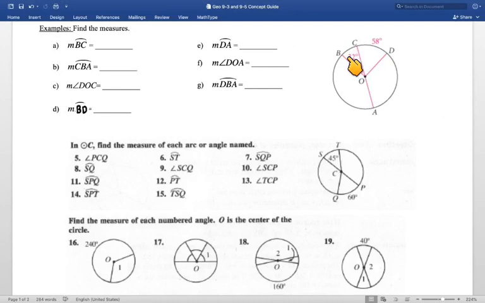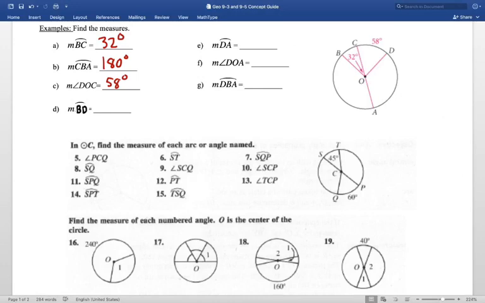The measure of arc BC, arc BC is intercepted by angle BOC, whose measure is 32 degrees, so the measure of BC is 32 degrees. Measure of arc CBA starts here at C, and it goes through B, and it ends at A. Well, CA is a diameter. Therefore, this arc is a semicircle. It's half of the circle. 360 divided by 2 is 180. The measure of angle DOC is right here. It intercepts arc CD, which is equal to 58. Central angle equals the arc, so that is 58.